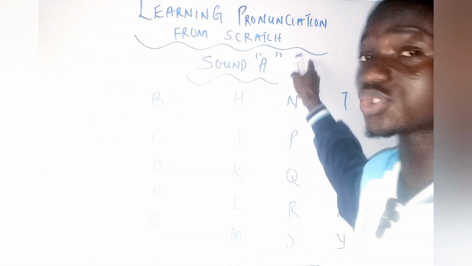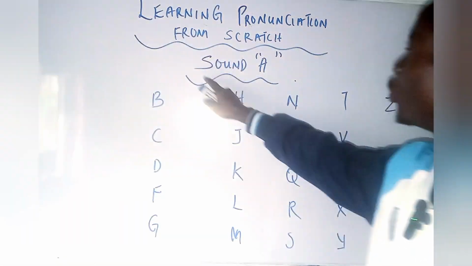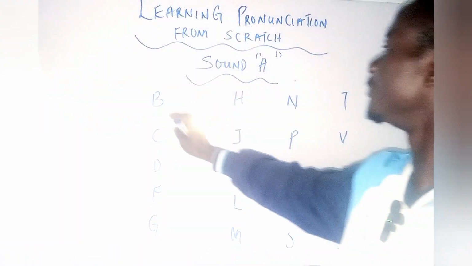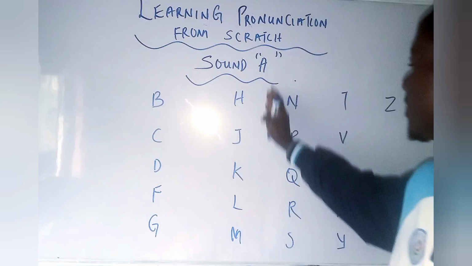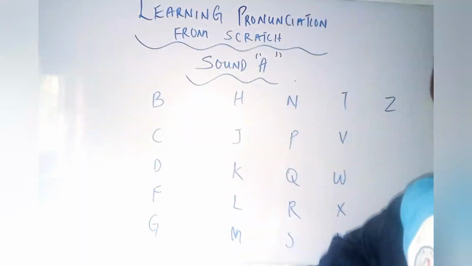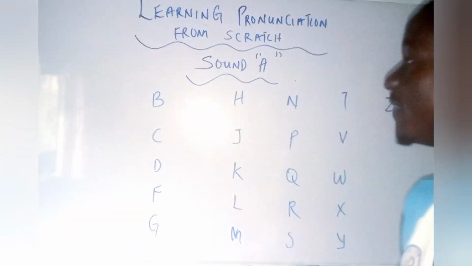We are continuing from where we stopped. Now, we are focusing on sound A. Don't forget, this is the sound of consonants alone. We have removed the vowel. Now, I want to master sound A. How to master sound A very well.